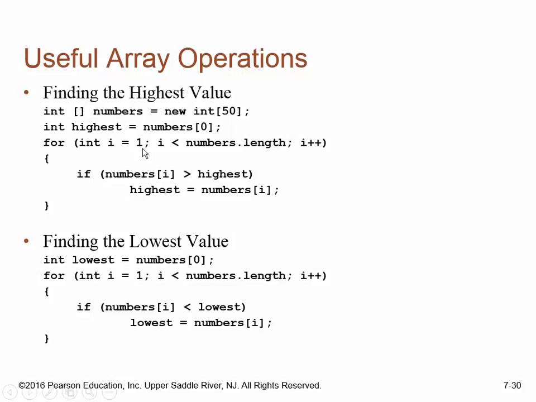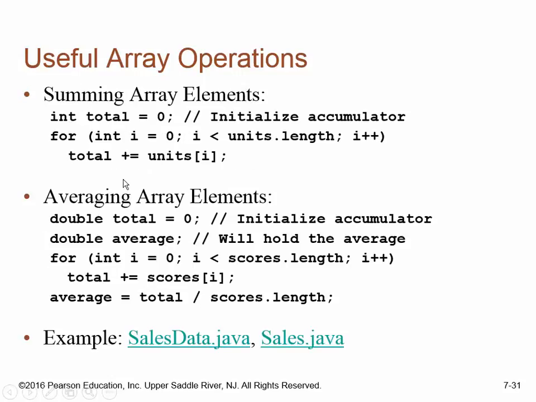So finding the highest number, finding the lowest number, these are the exact same thing, except this says highest and this says lowest. And this says greater than for highest, this says less than for lowest. But they work the same way. Here's a very quick way to sum all the elements in an array.